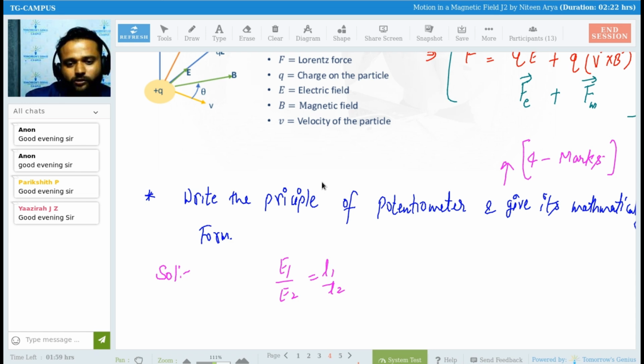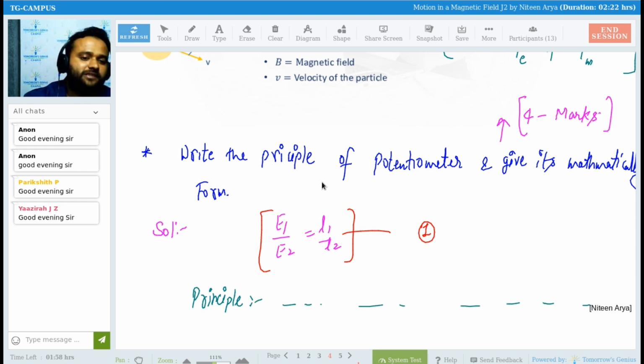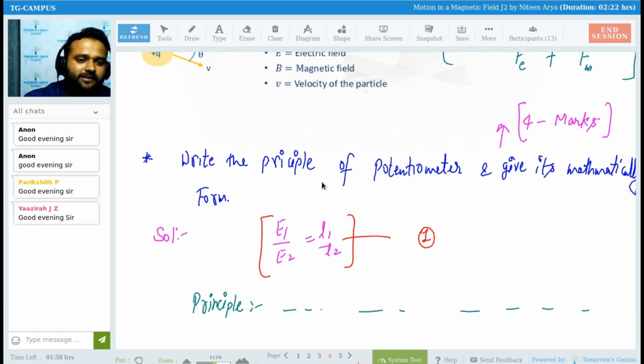Okay, I'll do one more thing. I write the principle also. The principle of this, your mathematical expression, formula number 1, the mathematical expression, and the principle I also write down. Suppose XYZ I write something, and I also write down the principle. Now you tell me how many marks you are going to give me.